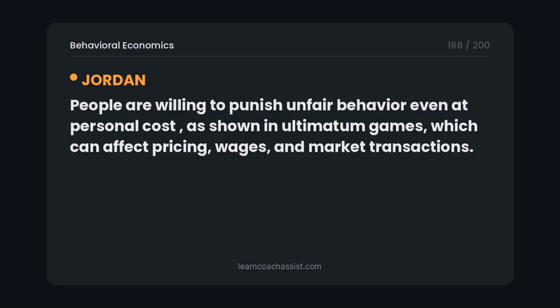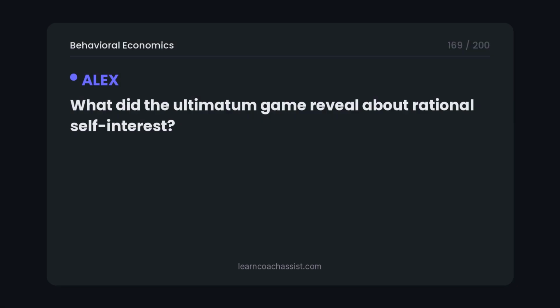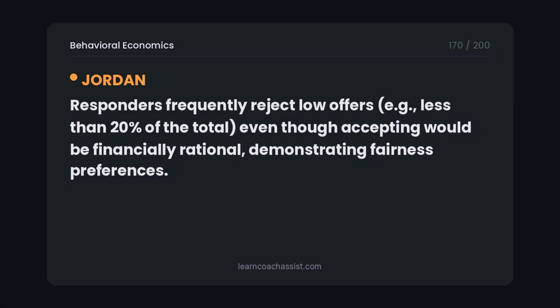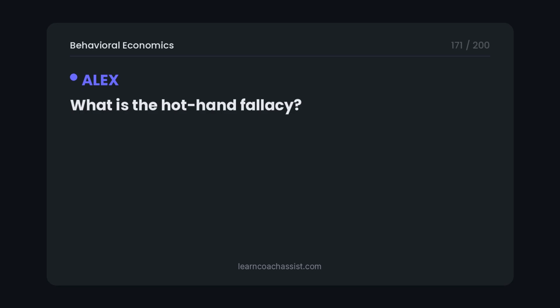People are willing to punish unfair behavior even at personal cost, as shown in ultimatum games, which can affect pricing, wages, and market transactions. What did the ultimatum game reveal about rational self-interest? Responders frequently reject low offers, e.g., less than 20% of the total, even though accepting would be financially rational, demonstrating fairness preferences. What is the hot hand fallacy?